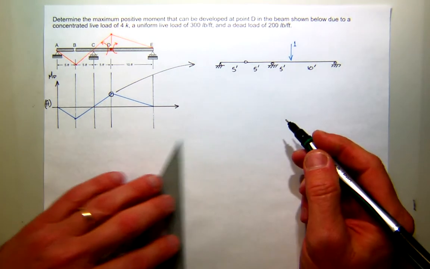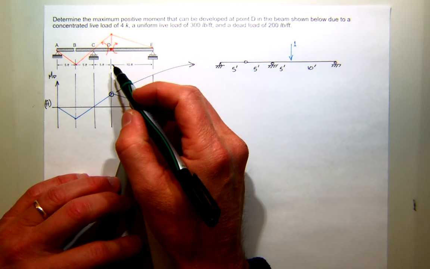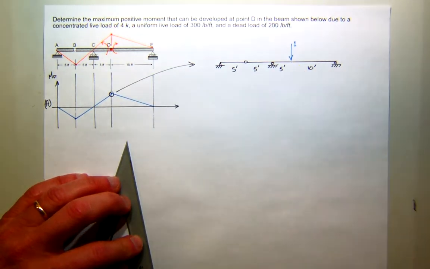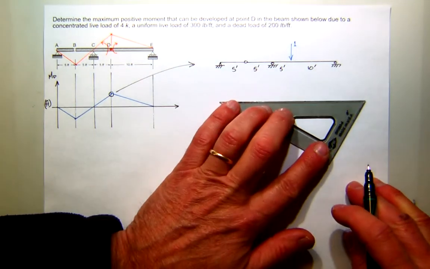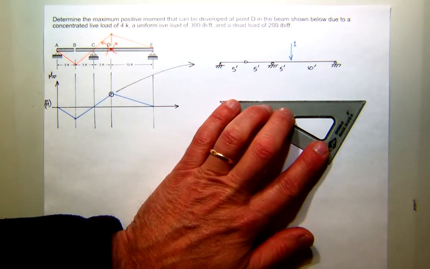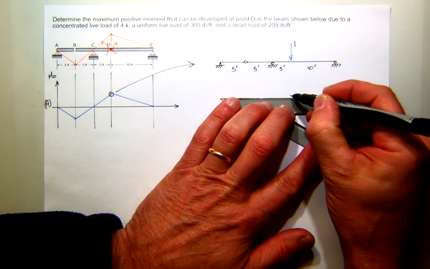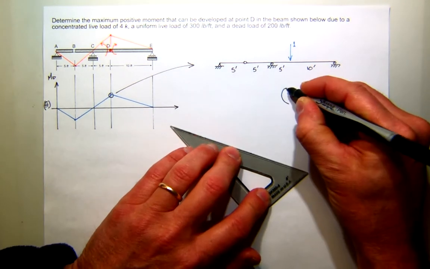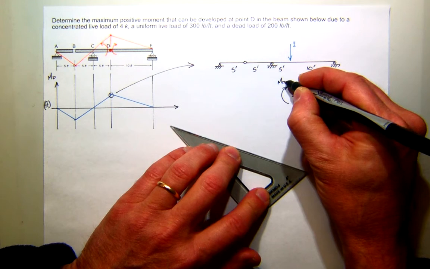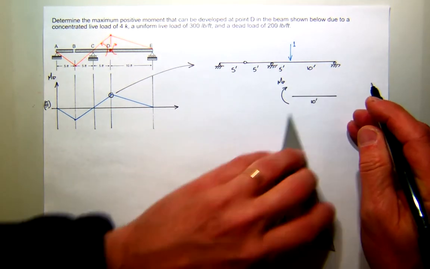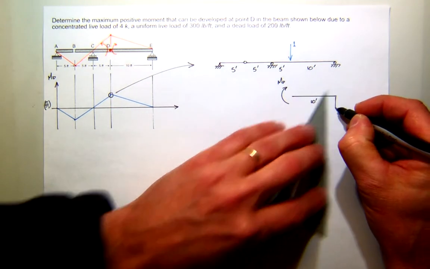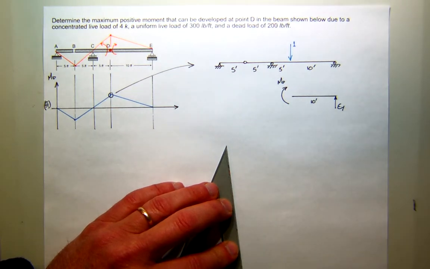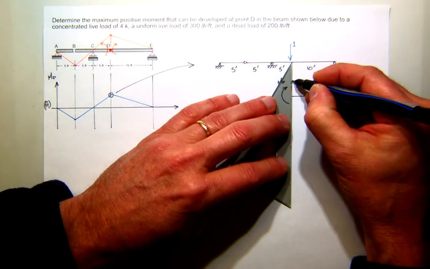Okay. So what do I want? I want the moment at D, right? So I want the moment right there. So that means the free body diagram that I want to generate would be what? I'll cut it at D. So here's my moment at D. This is 10 feet long. What am I going to need? I'm going to need the reaction EY. And then, of course, my unit load would be right there at that point, too.